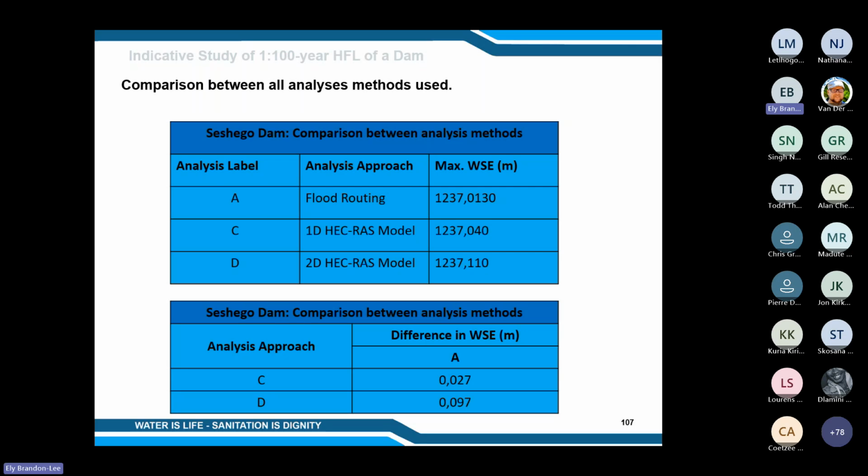I then compared the maximum water surface elevation produced by my flood routing and the 1D and 2D ACRES models by taking the difference between my flood routing results and the ACRES model results. From the results, it can also be seen that there was a minimal difference between my flood routing calculations and my ACRES models, which also provided confidence in my results.